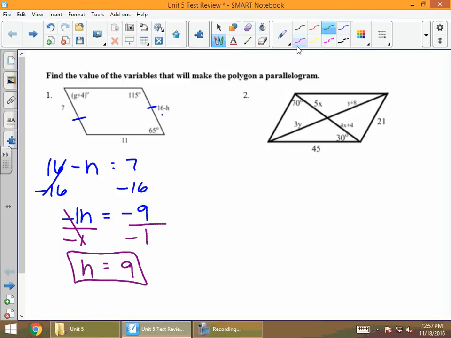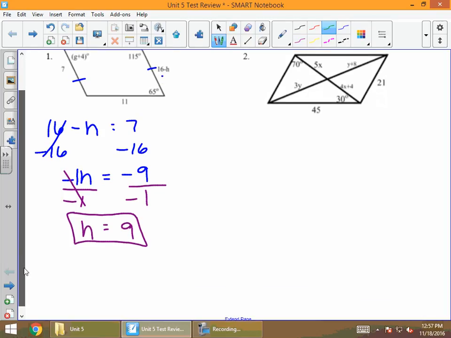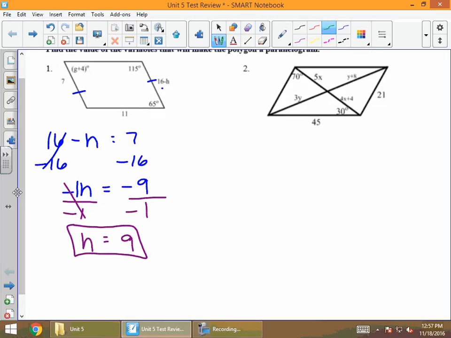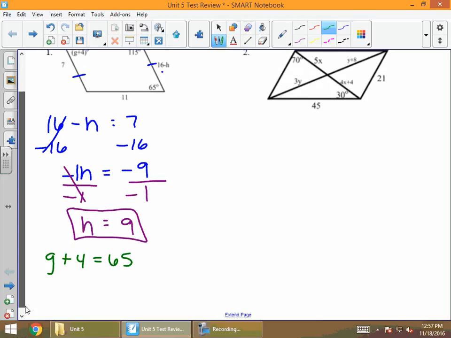Yeah, we also know opposite angles in a parallelogram are congruent. So we can set the opposite angles equal to each other, or add the two angles next to each other and set them equal to 180. I'm going to set these equal to each other because it's less work. Either way is acceptable. Either way gives you the correct answer. Okay, how are we going to solve? Subtract 4. So G is equal to what? 1. We are done.